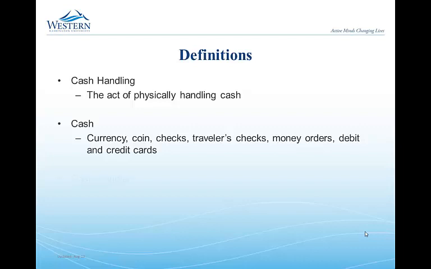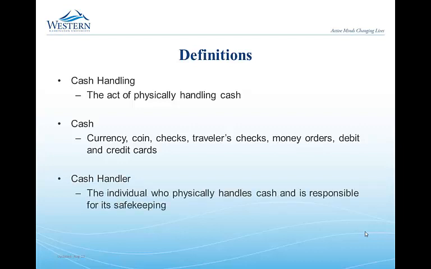A cash handler is someone who receives and/or deposits cash and is responsible for the safeguarding of the cash received. Regardless of how much or how often you receive cash, if you receive cash in person or through the mail, then you are a cash handler.